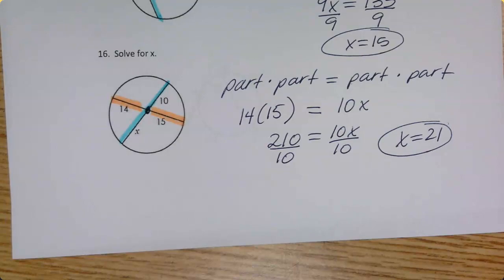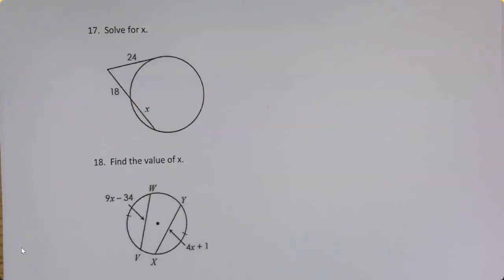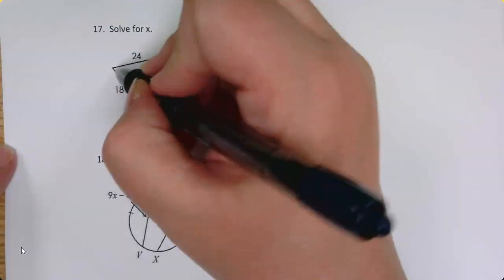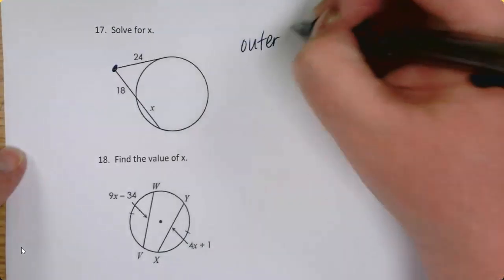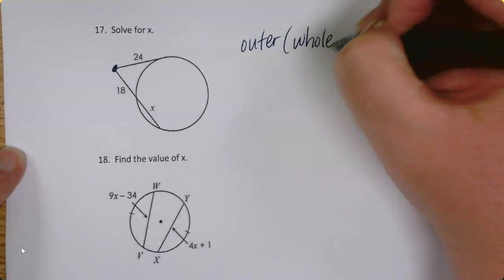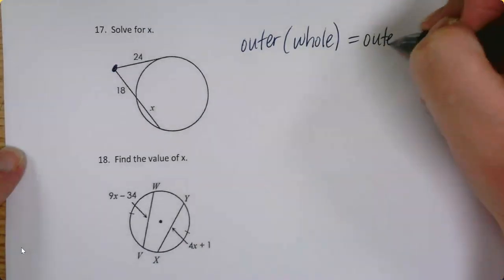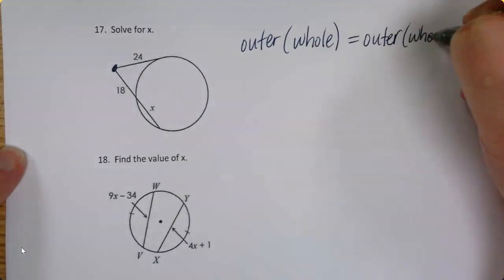So that's number 16. Number 17. On number 17, notice again, there are no degree marks, no degree symbols. There's nothing that looks like it's talking about an angle or an arc. So these are again segment lengths, and these are segments that meet outside the circle. So outer part times whole for one of them equals outer part times whole for the other one. This is the one that's a little different because it's a tangent.